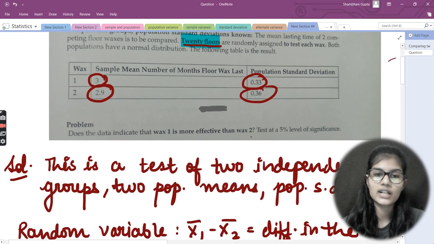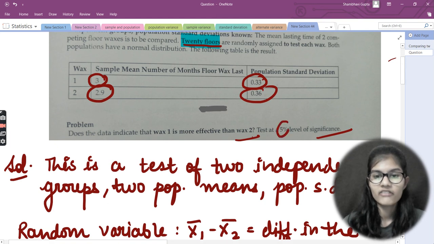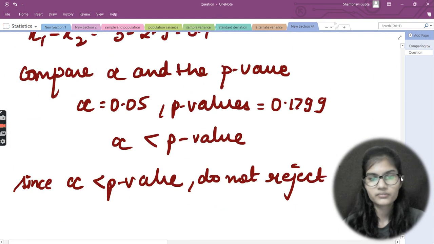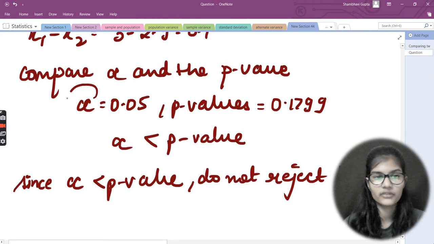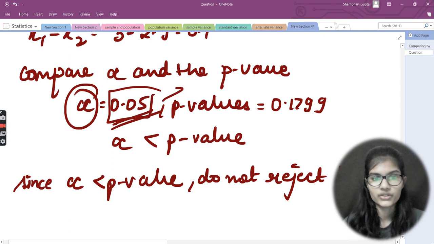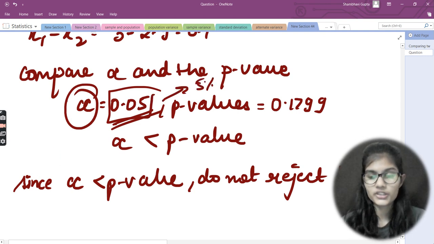Does this indicate that wax 1 is more effective than wax 2? Test at a 5% level of significance. So when it is mentioned 5% level of significance, in that same case, I had taken the value for alpha equal to 0.05. So this is the value which came from 5%. It is only the 5%. Okay, make sure to remember that thing. Right? Hope you got the idea how to solve questions like this.